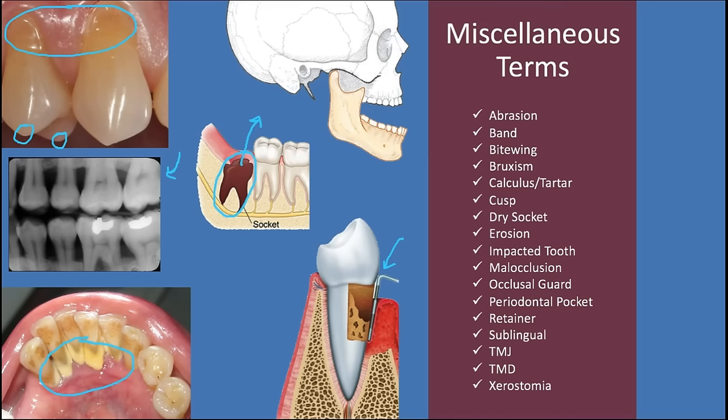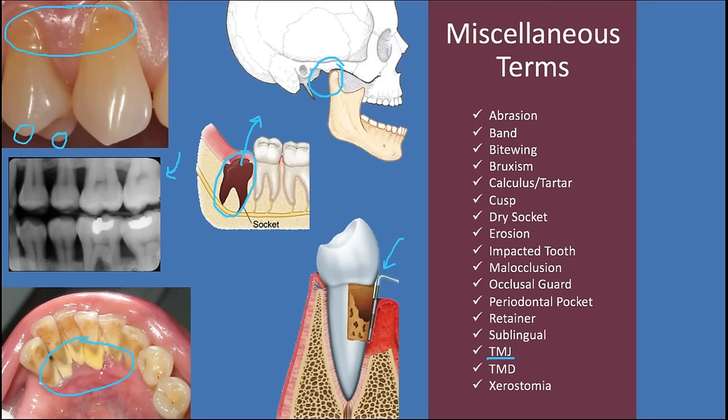Sublingual refers to any area under the tongue. There are lots of salivary glands that produce saliva in this area of the mouth. TMJ stands for temporomandibular joint. This is a joint that connects the lower jaw to the skull. Now TMD stands for temporomandibular joint dysfunction.